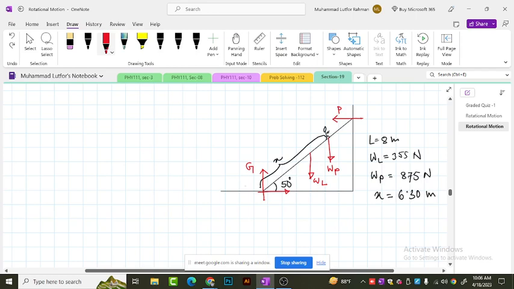Do you understand? Let's say this is the force by the friction actually over here. I'm going to find out these forces over here. Do you understand the free body diagram?